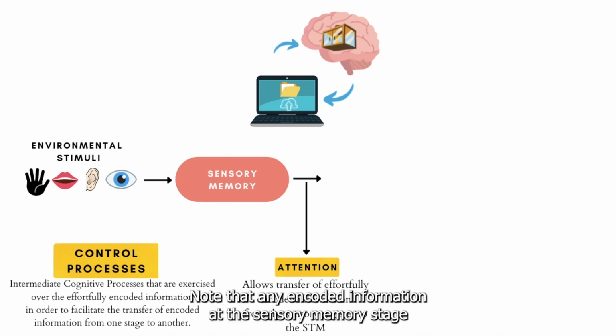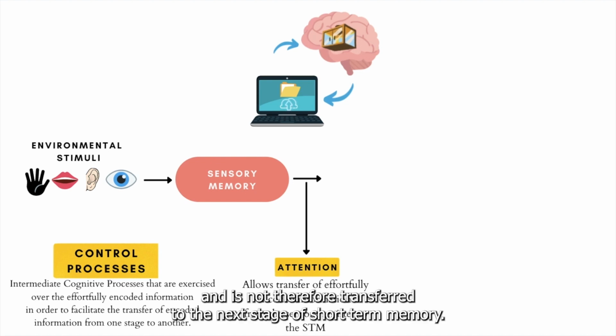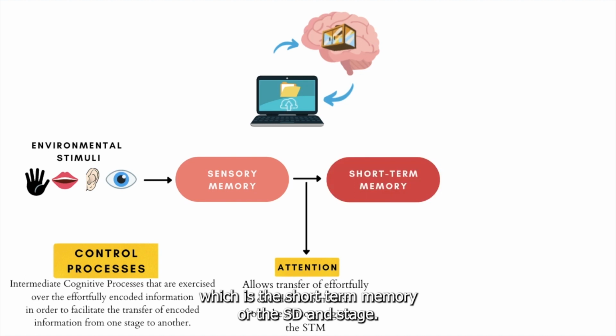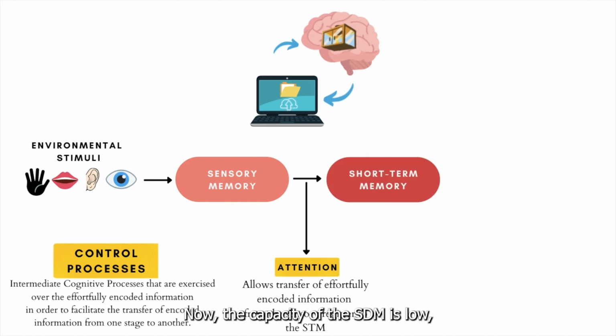Note that any encoded information at the sensory memory stage that is not subjected to active attention is often lost and is therefore not transferred to the next stage of the short-term memory. Following this, the model proceeds to the next storage unit, which is the short-term memory or the STM stage. The capacity of the STM is low, due to which the information in this stage is only held for a short period of time.